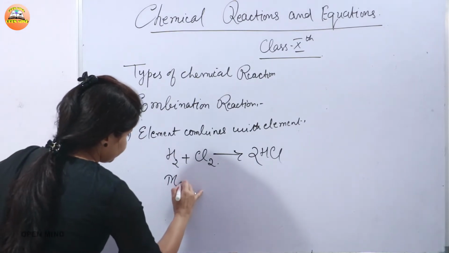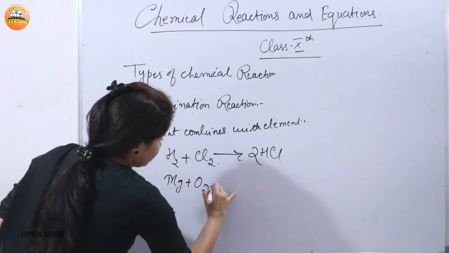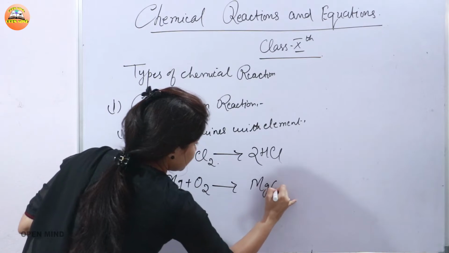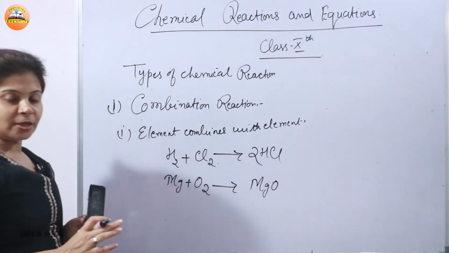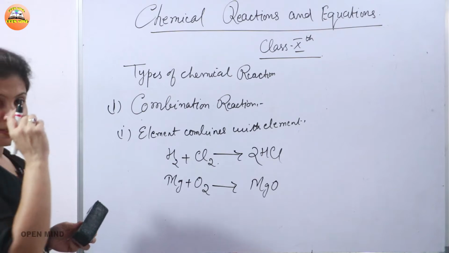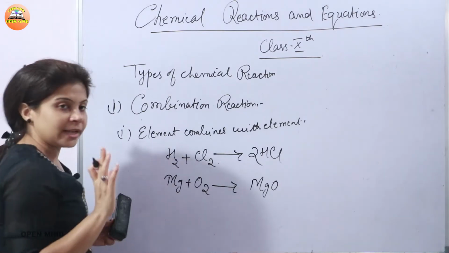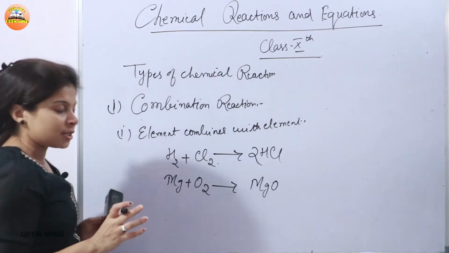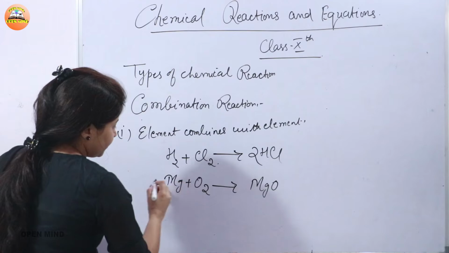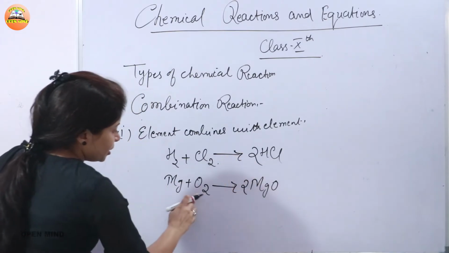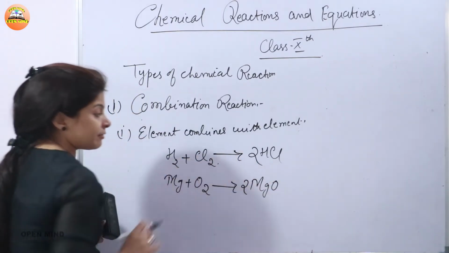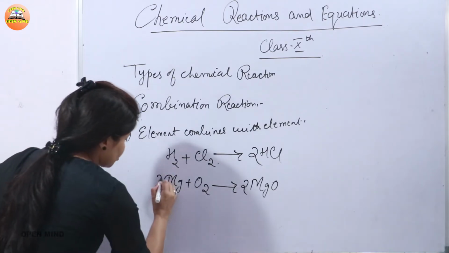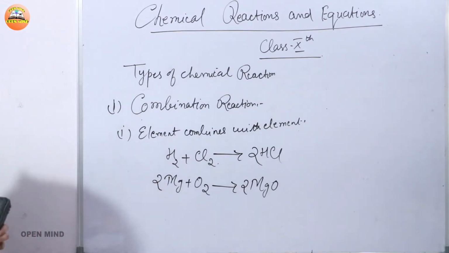Another example, Mg plus O2 gives MgO. First always write the skeletal equation. After the skeletal equation, you check the atomicity. There you will get whether the reaction is balanced or not. See here, if you write 2 for MgO, you get 2 atoms of oxygen, but then 2 atoms of magnesium are there. So put again 2 over here.